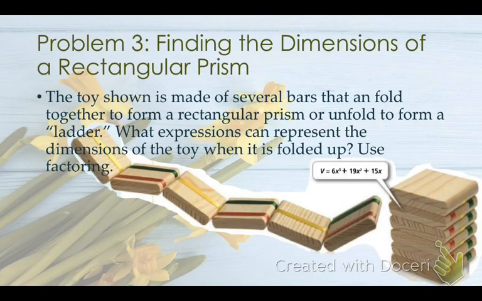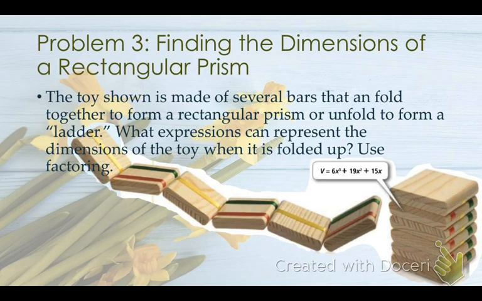All right, so my third question. The toy shown, and maybe you've seen these toys before, is made of several bars that fold together to form a rectangular prism or unfold to form a ladder. What we are trying to find is an expression that represents the dimensions of the toy when it is folded up. So we have the volume. V equals 6x cubed plus 19x squared plus 15x.